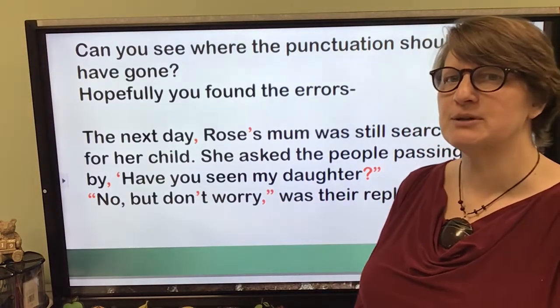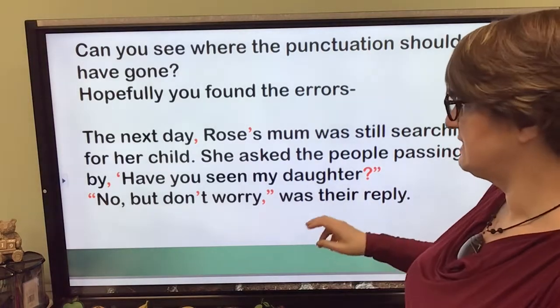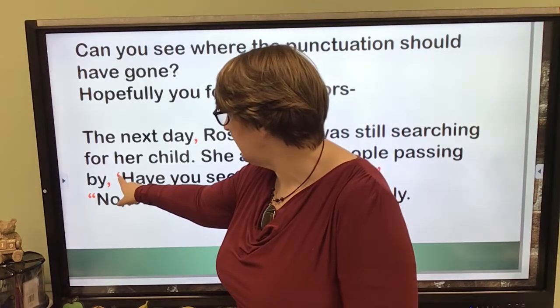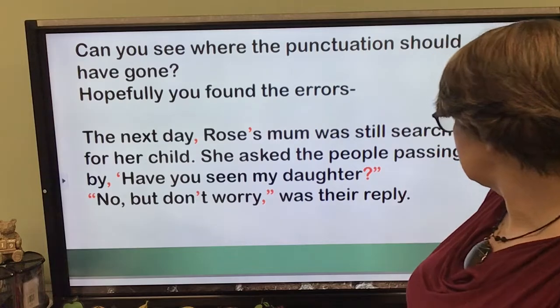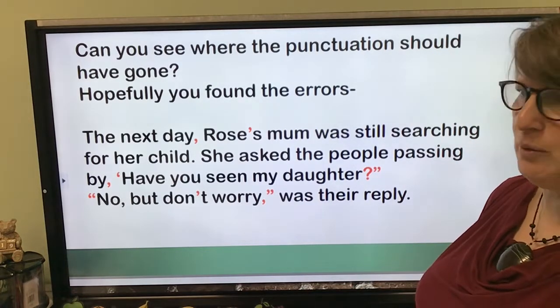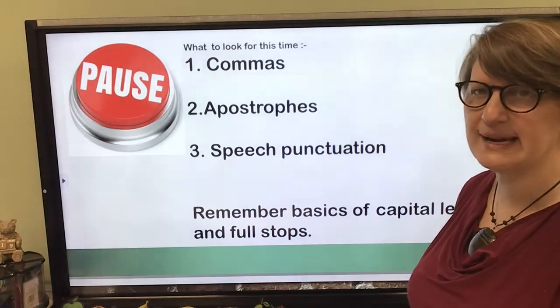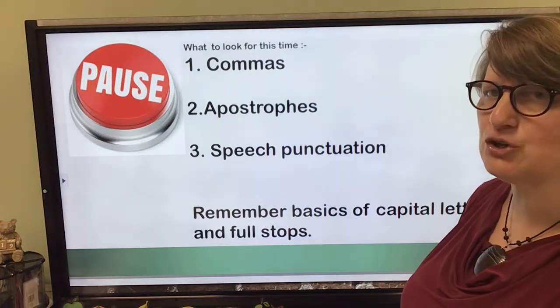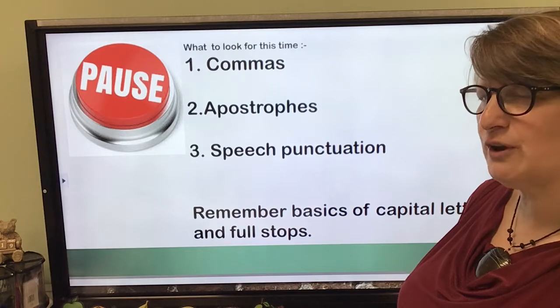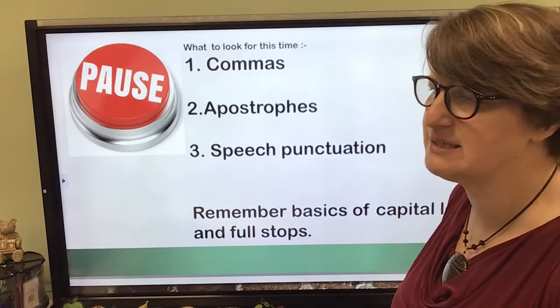So maybe you can put some of that into yours. You'll notice actually we've got a single one here. It should have been a double. I don't know why that's not come out, but hopefully you won't make that mistake. So I'm going to pause now, and I've left on the screen the things you're going to look for. I've also sort of reminded you about capital letters and full stops.